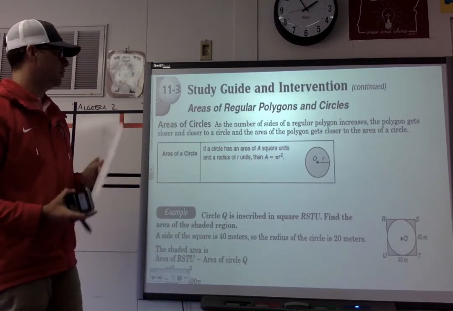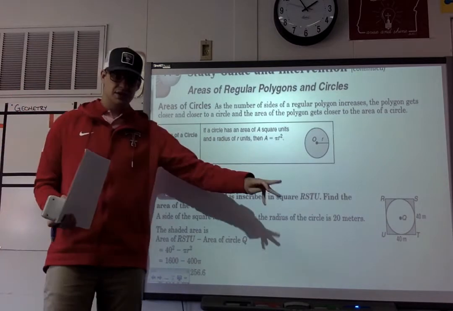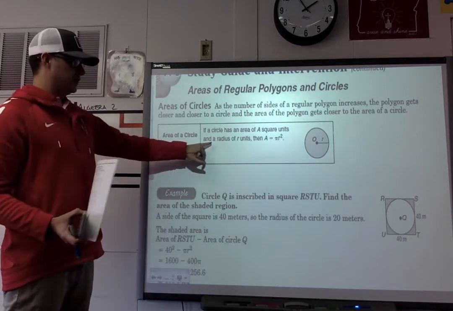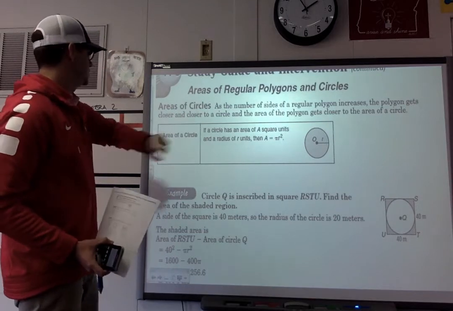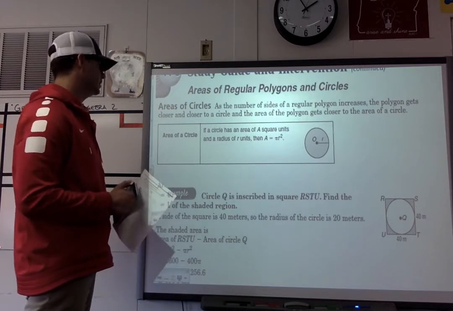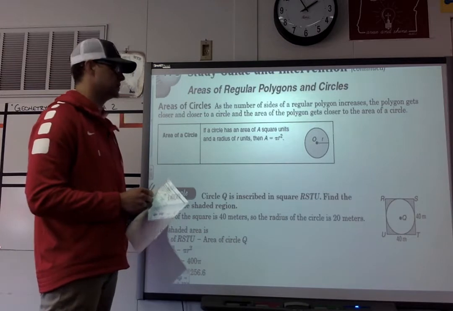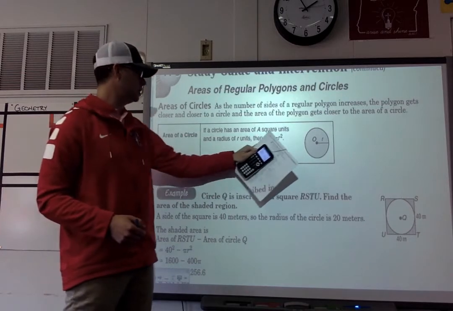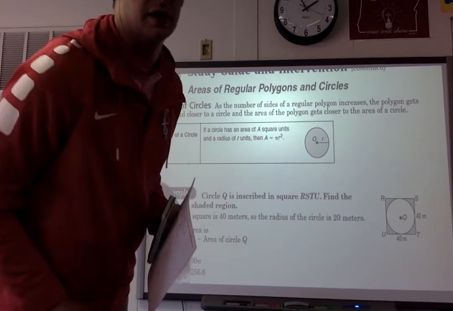The next thing that we're going to do is the areas of regular polygons and circles. This one is going to be a little bit more simple than what we were doing on that last slide with the apothems. For this one, it's all going to be review of areas you've worked with in the past. So, areas of circles. As the number of sides of a regular polygon increases, the polygon gets closer and closer to a circle, and the area of the polygon gets closer and closer to the area of a circle. In order to find the area of a circle, this should be review. The area is equal to pi times the radius squared.